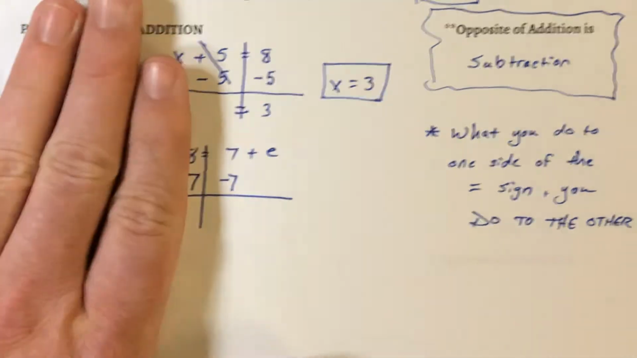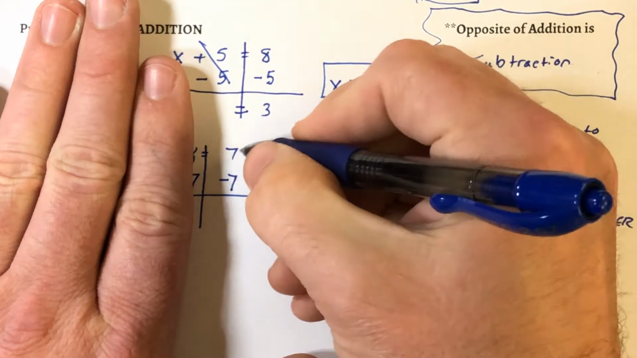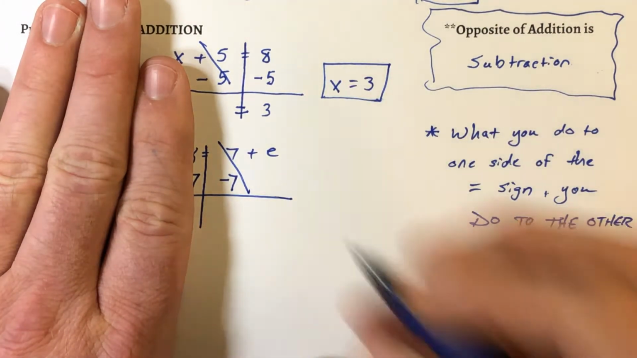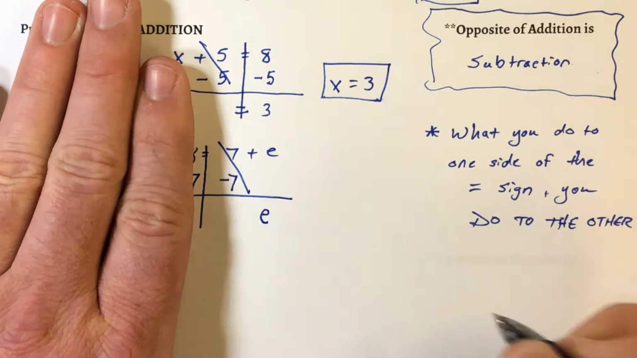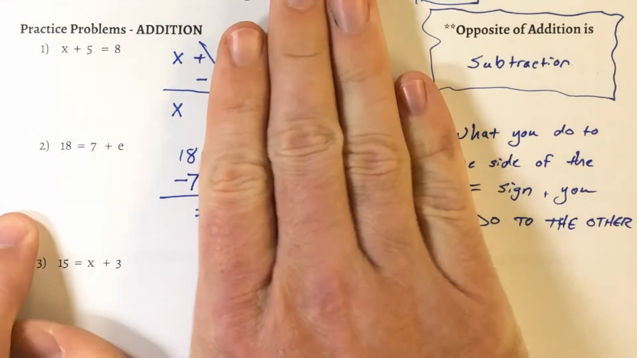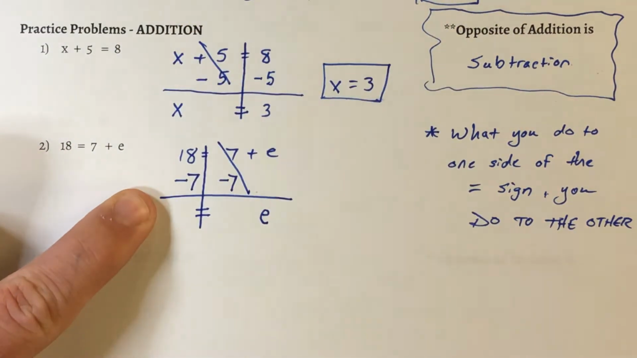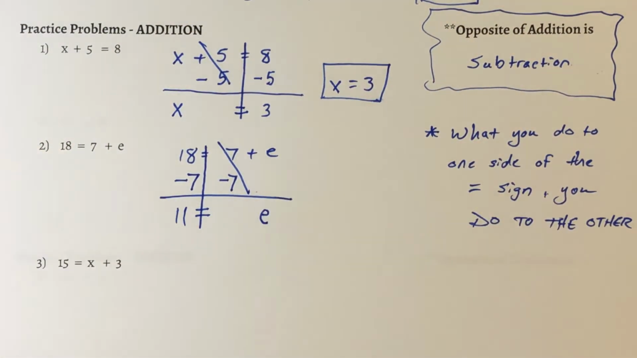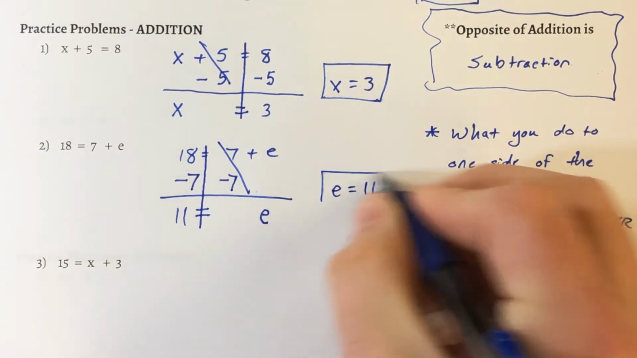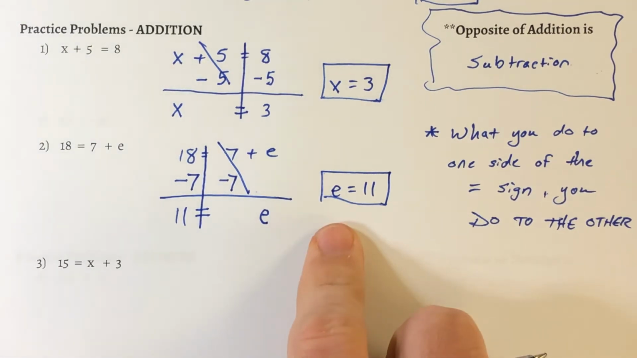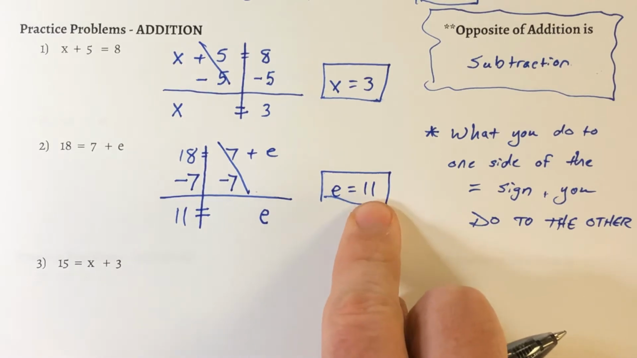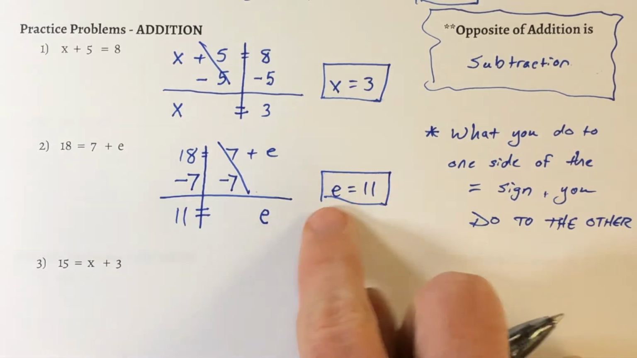All right, let's focus on the side with e. So the opposite of adding 7, subtracting 7, is going to cause those to cancel out, leaving me with just e. And e is going to equal, let's work on the other side, 18 minus 7, you get 11. So I have 11 equals e, or e equals 11. It really doesn't matter which order you write it. Equals means whatever's on one side is the same as the other. So I can write 11 equals e, or e equals 11.